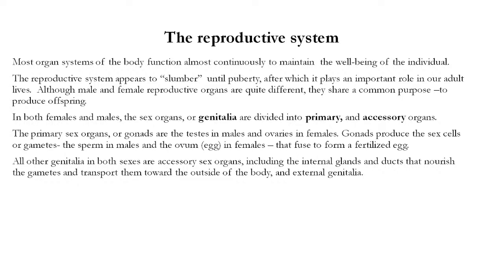In both female and male, the sex organs or genitalia are divided into primary and accessory organs. The primary sex organs, or gonads, are the testes in males and ovaries in females. Gonads produce the sex cells, or gametes: the sperm in males and the ovum, egg, in females, that fuse to form a fertilized egg. All other genitalia in both sexes are accessory sex organs, including the internal glands and ducts that nourish the gametes and transport them toward the outside of the body, and external genitalia.